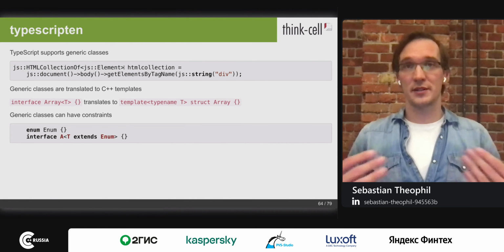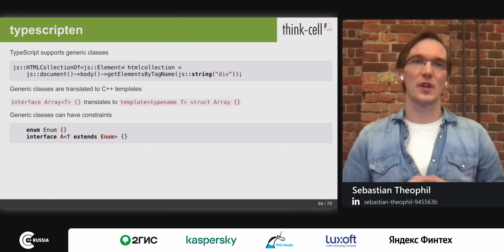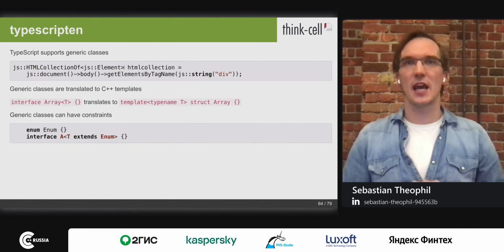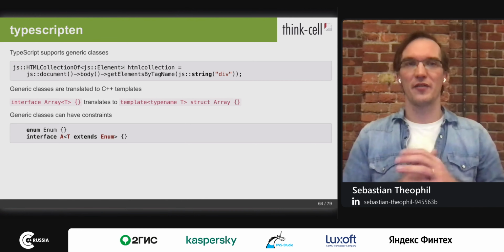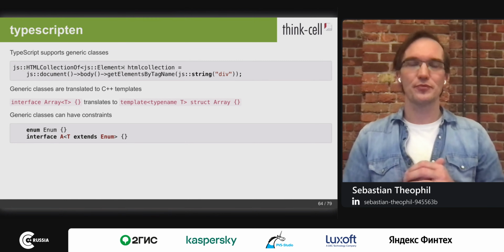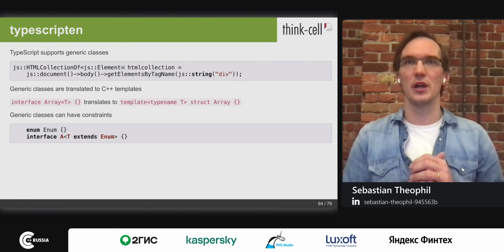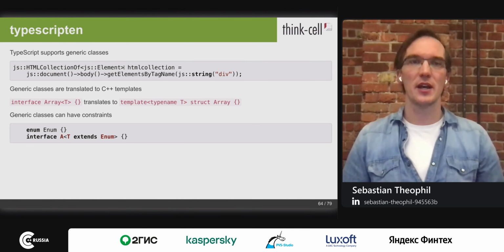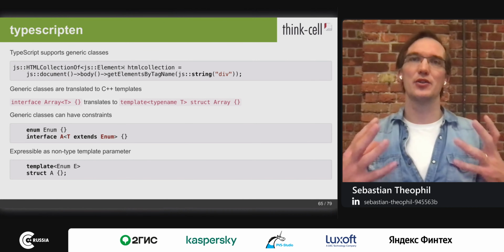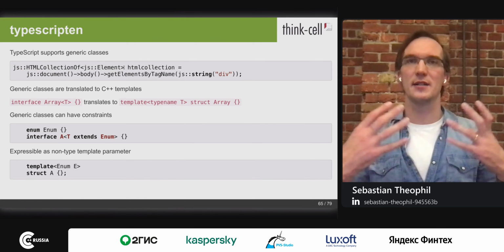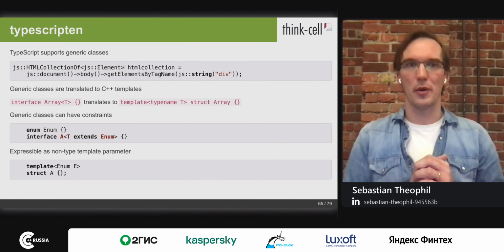Interestingly, generics in TypeScript can have constraints. So for example, here, our interface A can say that its type parameter T must be one of the valid values of that enumeration. There's also something that our tool already supports. We can translate that into a C++ template that has a non-type template parameter.